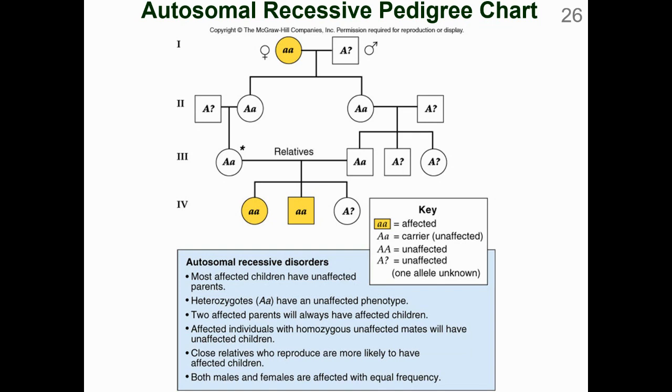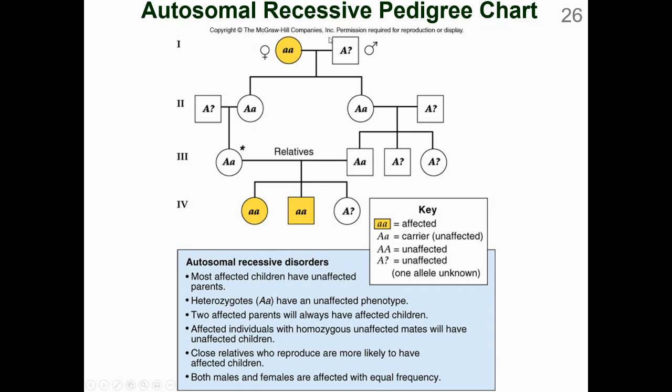Punnett squares would allow me to predict what are the chances that an offspring will have the disorder. I use pedigree charts to determine phenotypes within a family to look at what the inheritance pattern is to help me determine what are the odds that an offspring will carry it. Well, I have to know what the inheritance pattern is.